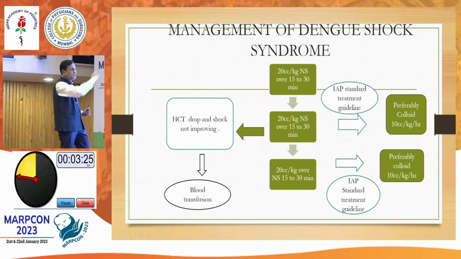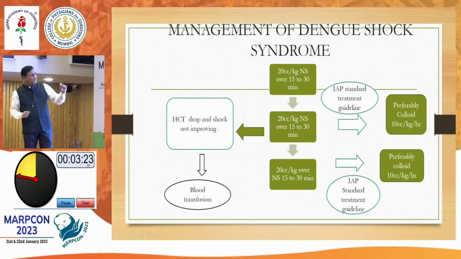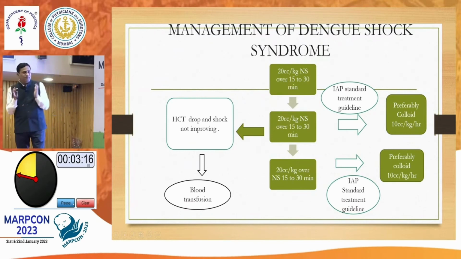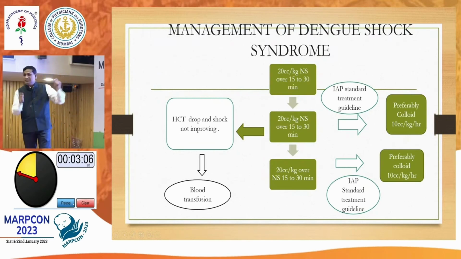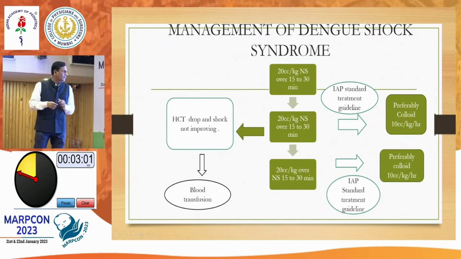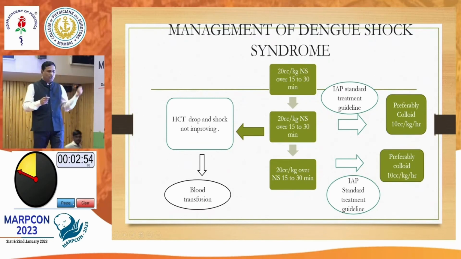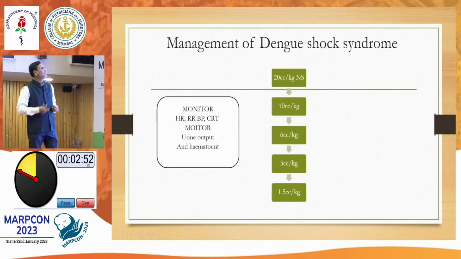That is over 15 to 30 minutes. And if the child has not improved, you give 20 cc per kg NS over 15 to 30 minutes, and the third is 20 cc per kg per hour. When the IAP standard treatment guidelines recently came, they said the second and third bolus should preferably be colloids, that is 5% albumin, 10 cc per kg per hour over 2 hours. If hematocrit drops but vitals have not improved, then suspect occult bleeding and give blood transfusions.